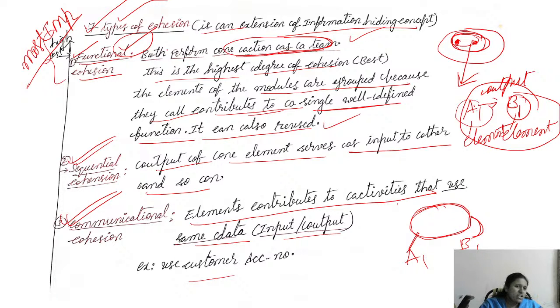First one is functional cohesion. This is the best cohesion. Second one is sequential cohesion. Output of one element serves as input to another. Next one is communicational cohesion. Elements contribute to activities that use the same data. These elements are using the same data.